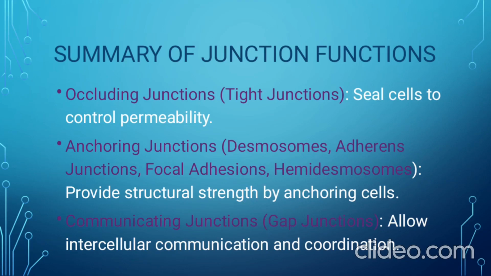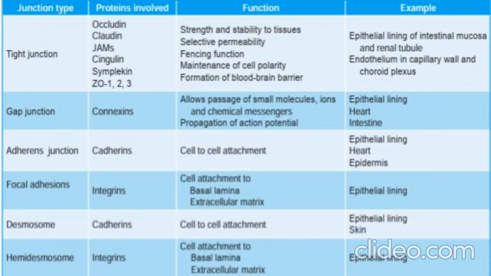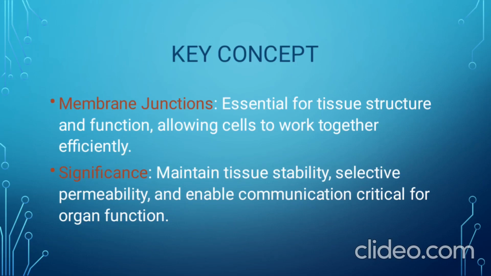So the summary of the junction function: you have the occluding junction, an example of which is tight junction. It seals the cell and controls permeability. Anchoring junction provides structural strength and integrity, while communicating junction helps in cell-to-cell communication, that's intercellular communication and coordination. This is a table summarizing the whole membrane junction that we just talked about, the different examples: tight junction, gap junction, adherens junction, focal adhesion, desmosome, hemidesmosome. You can read through.